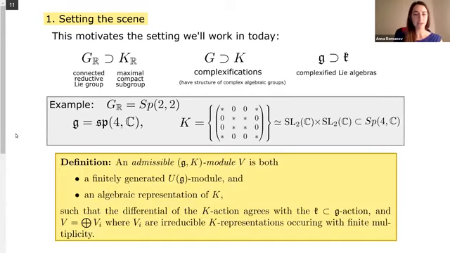Now, the representations that I'll be talking about today are the following. I'm interested in admissible (g,K) modules, which are a vector space that is simultaneously a finitely generated representation of the universal enveloping algebra, and also an algebraic representation of K, with the property that if we differentiate the action of K, it agrees with the action of the Lie algebra k that comes from the universal enveloping algebra action. And also that as a representation of K, this thing should decompose into irreducibles and each should occur with finite multiplicity.